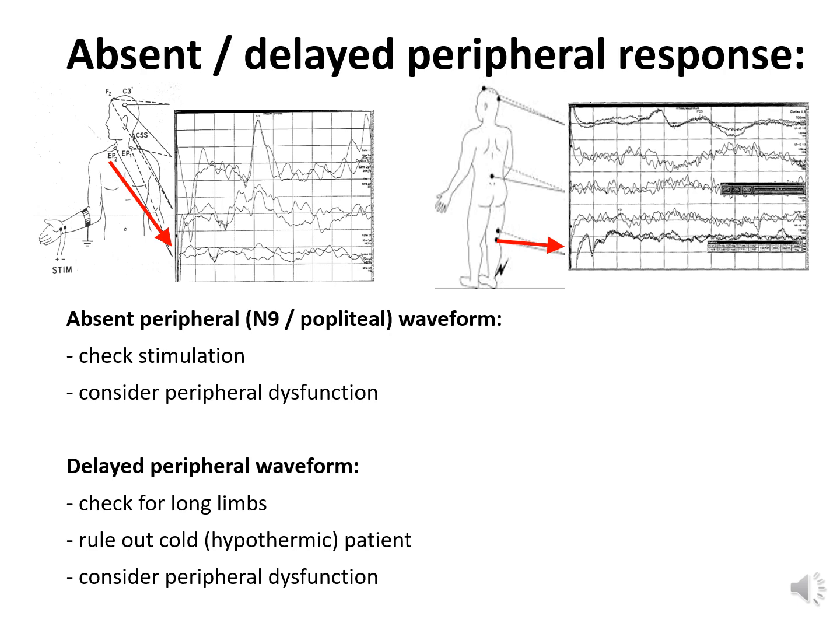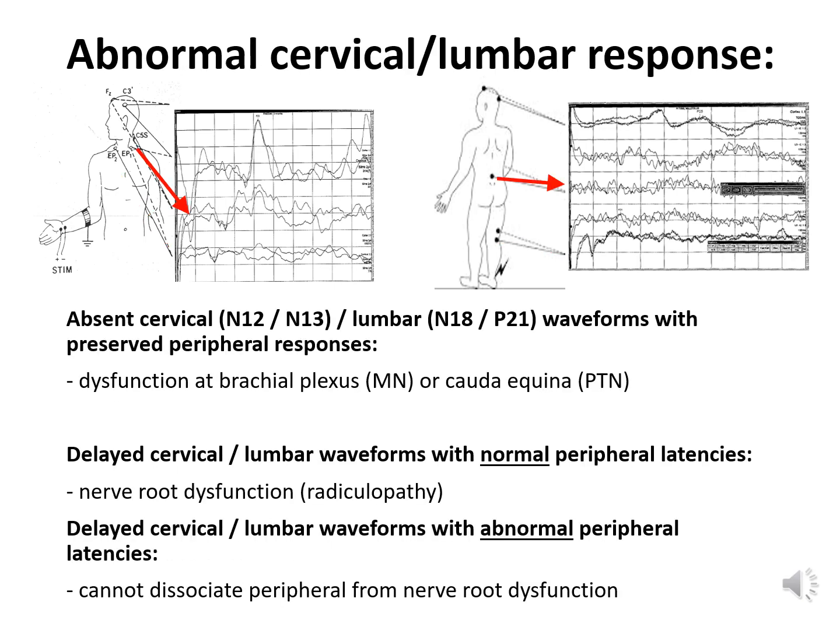If the peripheral waveform is observed but delayed, check the limb length to make sure the correct upper limits of normal values are being used for the patient's limb length. Check also that the patient is not cold and has not undergone hypothermic therapy. If these have been ruled out, then the patient may have a peripheral dysfunction. If the cervical or lumbar responses are absent and the peripheral responses are absent and all technical factors have been ruled out, then the patient probably has a peripheral dysfunction.